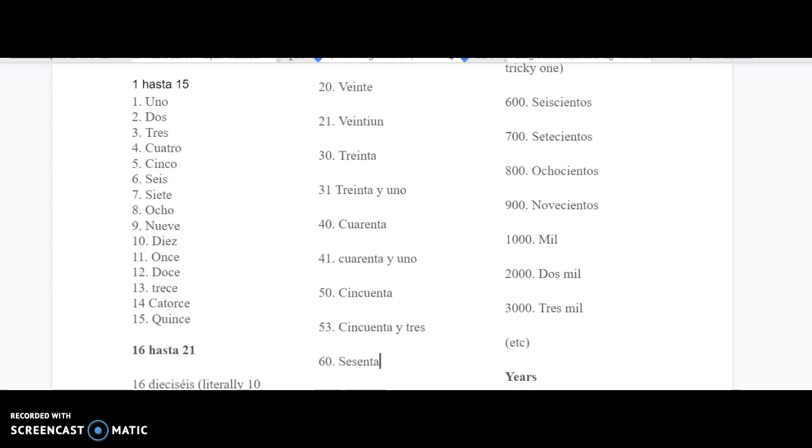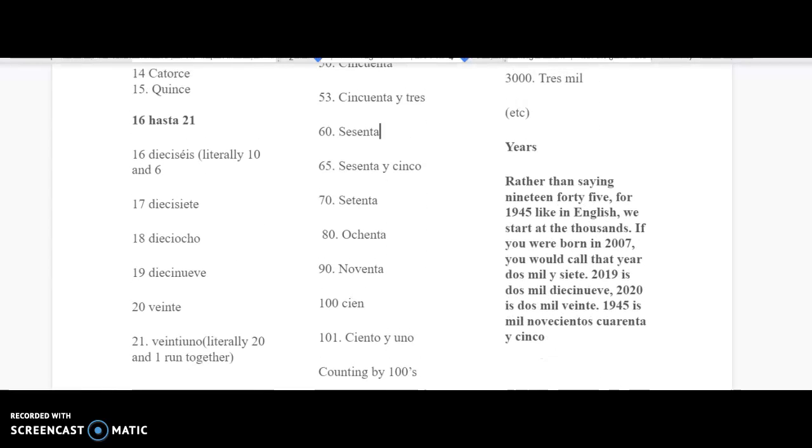Then if you want to go to 16 through 20, through 21, hasta means to or until. 16, look at how it's spelled out, 10 y 6, which means literally 10 and 6. 17, 18, 19, 20, and then for 21 we get 21. So you're literally saying 20 and 1.